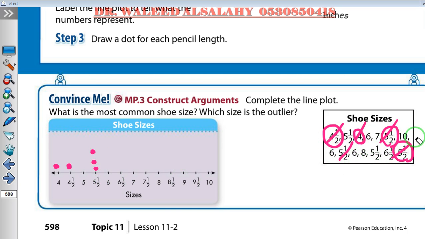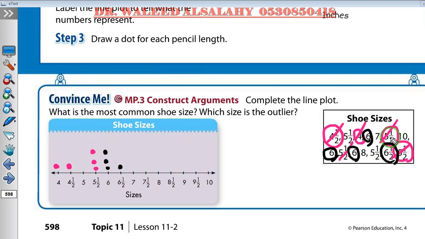6: how many 6 do we have? We have 3 sixes. See, I can select a different color like this. 1, 2, 3, so we can put 3 dots. The easiest lesson. 6.5: do we have 6.5? Yes, we have 6.5 one time here. We have finished.